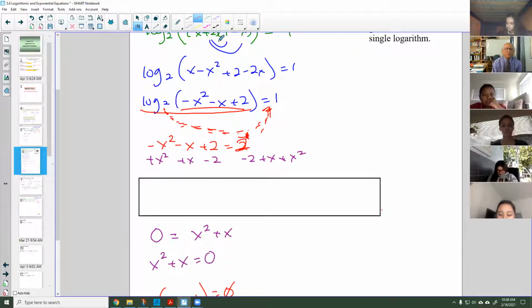Yes. So then what I did was I know that I have to get it equal to 0. And I could have moved this 2 over to this side, but then I have this -x squared. And I don't like solving quadratics when I have a -x squared. So I decided to move these 3 terms over here to the other side. So I subtracted 2, I added x, and I added x squared. Do you follow me right here?